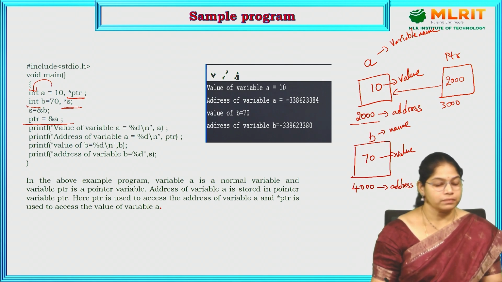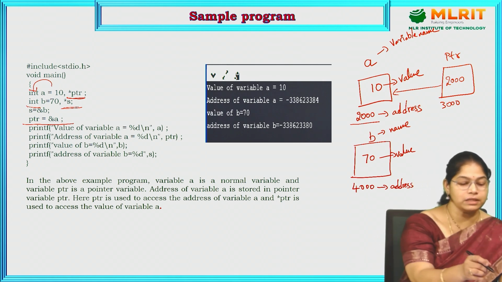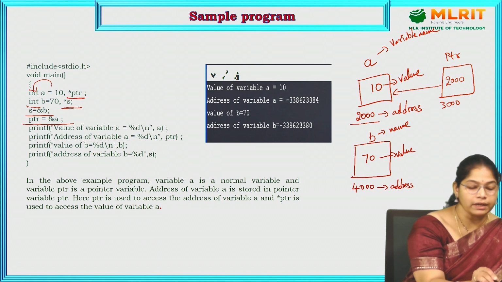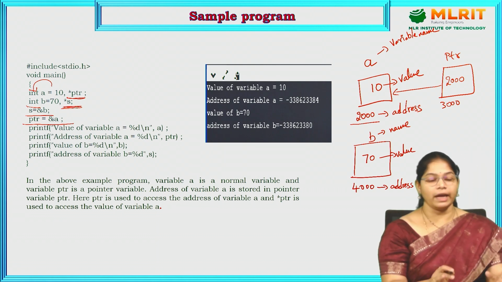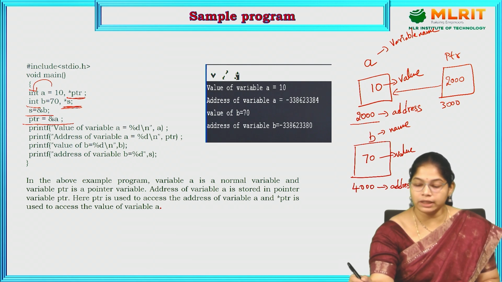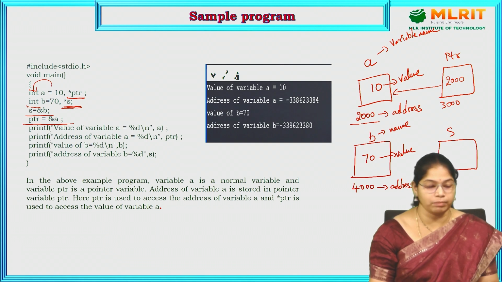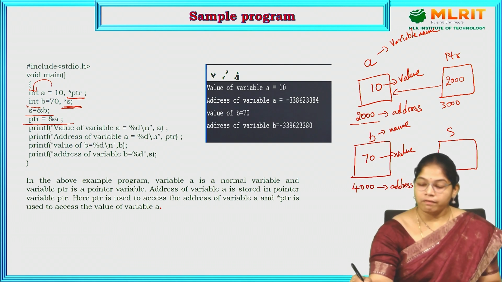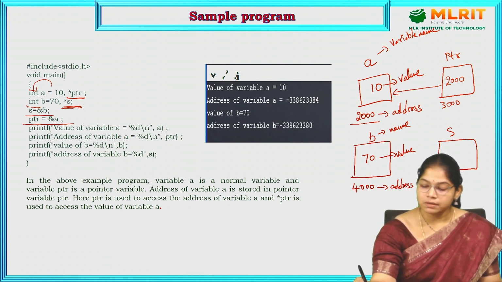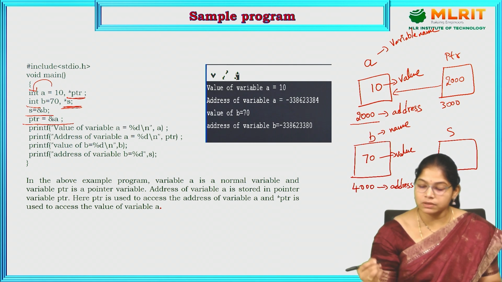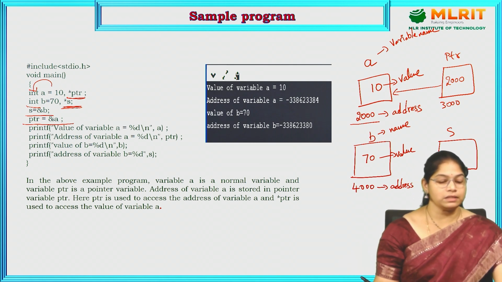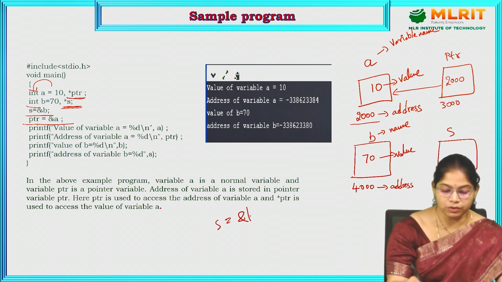Then we have S is equal to address of B, where S is a pointer variable. A pointer variable can only hold the address of another variable. So some space is allocated to that variable S. Let us suppose the address of this is 5000. S is equal to address of B.